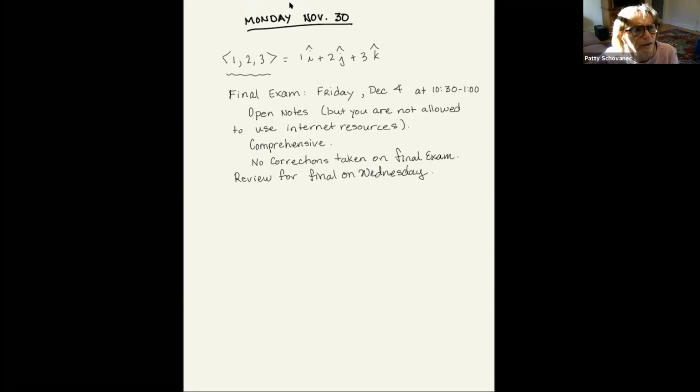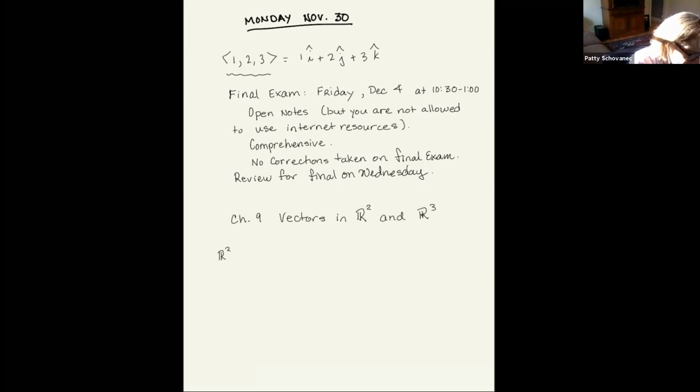Okay, then let me remind you what we were talking about in chapter 9. We were talking about vectors in R2, which is our Cartesian plane, and in R3. So R2 is just the XY plane.